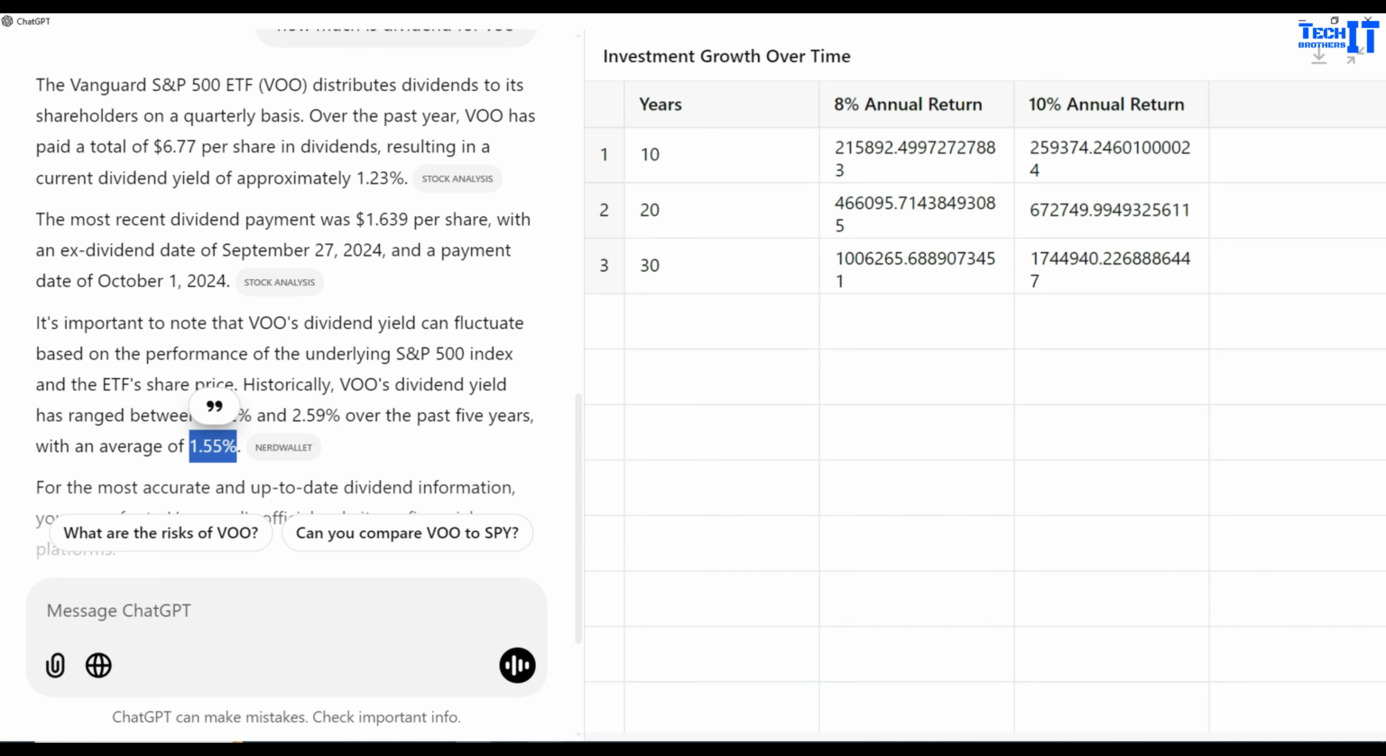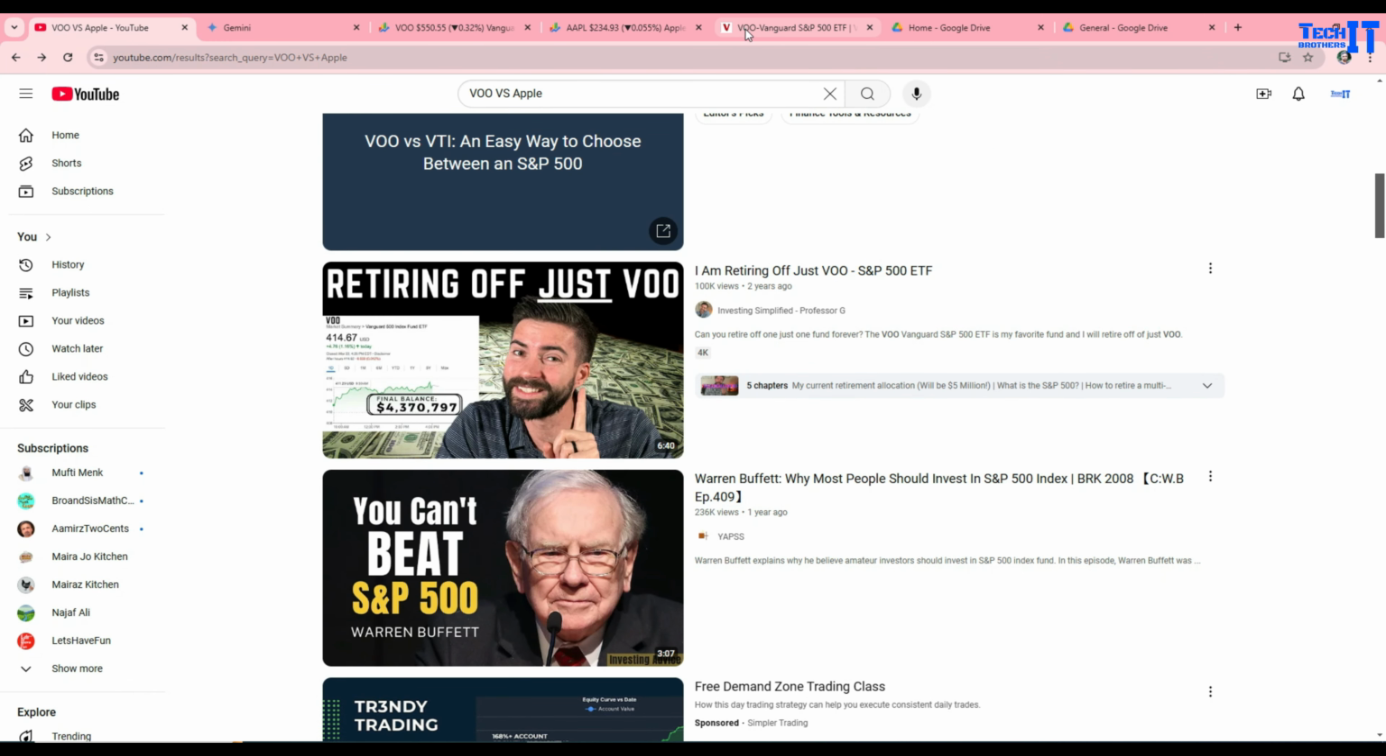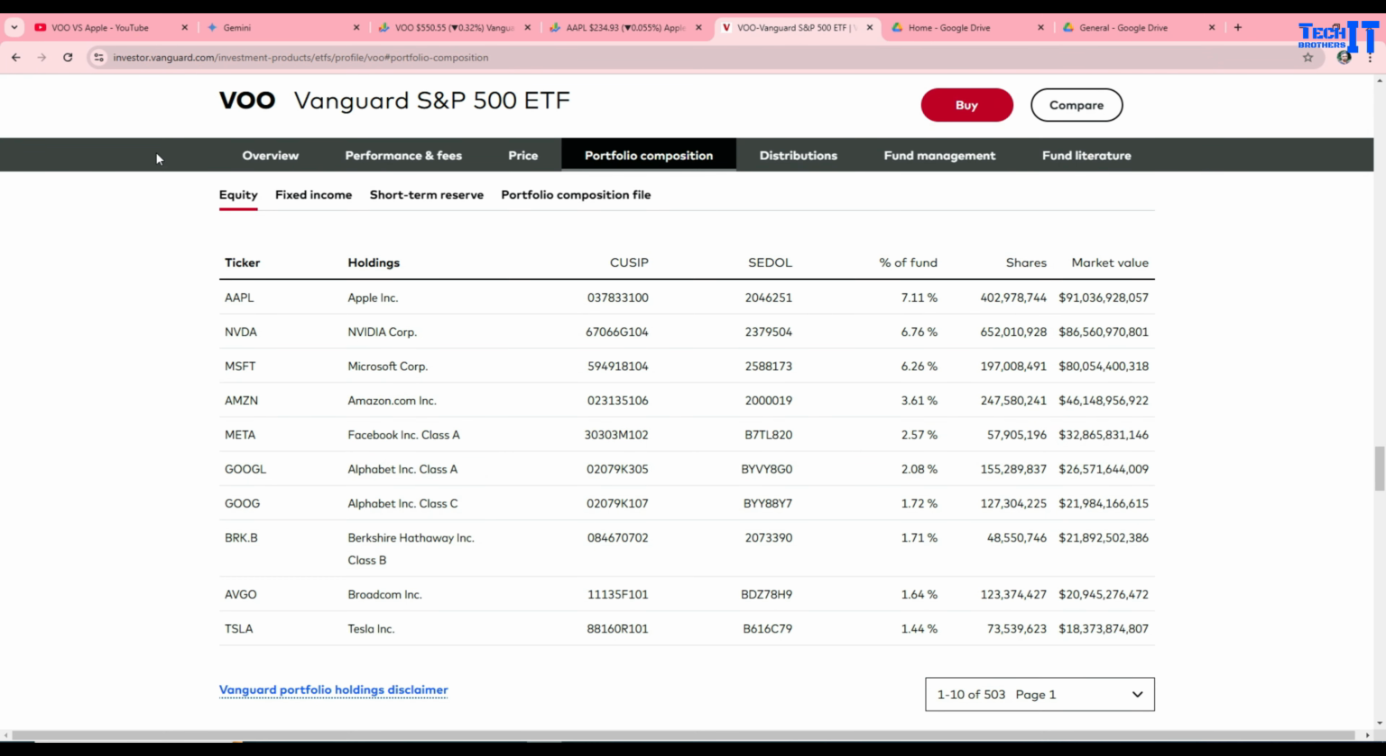If I go back here, I was showing you how to see the different holdings available in VOO. I looked on Google, and it showed me all of those. I can ask the same question on ChatGPT: show me the holdings for the VOO ETF, and it's going to show me. So if you see Apple, that's a major contributor in this ETF, and 7% of the shares belong to Apple in this ETF.